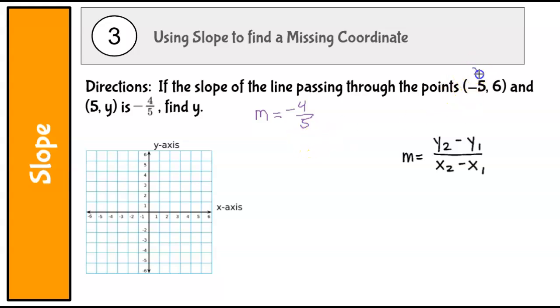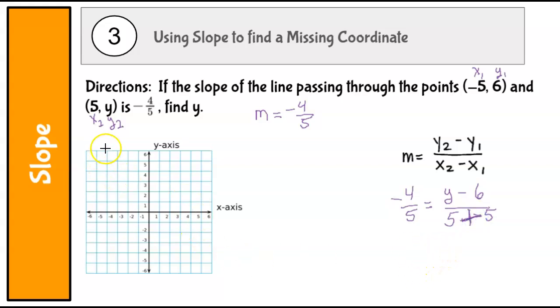I also know that this would be x1, y1, x2, y2. So let's plug it into the slope formula and see what we can do with that. The slope is -4/5 equals y2, which we don't know. That's the one we're trying to find, so I'm just going to put a y there. y1 we do know, that's a 6, over x2 is 5, and then x1 is -5. And again, remember to put the double negative there, but I'm going to change it to a +5 now.